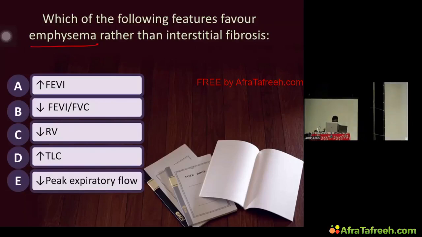Okay, sorry. So which of the following favors emphysema? First, there is going to be a decrease in FEV1 by FVC. Next, TLC will increase and peak expiratory flow rate will decrease. So these are the parameters to be seen in emphysema patients rather than interstitial fibrosis.